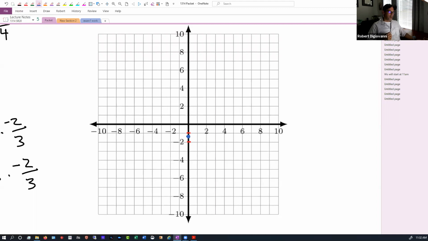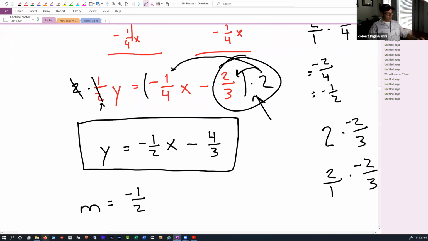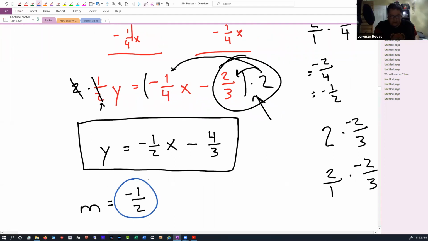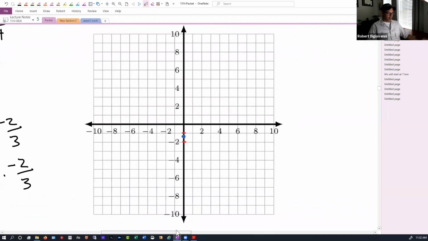And then where do I go from that point? What's my rise and my run here? It's right there. You got to go up negative 1. Okay, so up negative 1 really means down 1, right? Yeah, down 1. And then right 2. So I'm going to go down 1 and to the right 2.